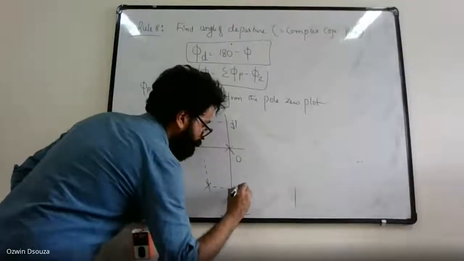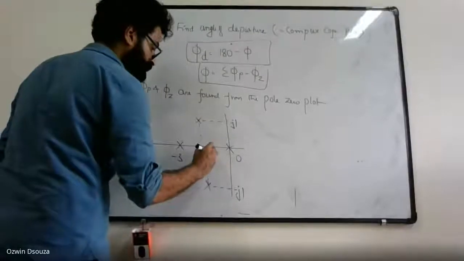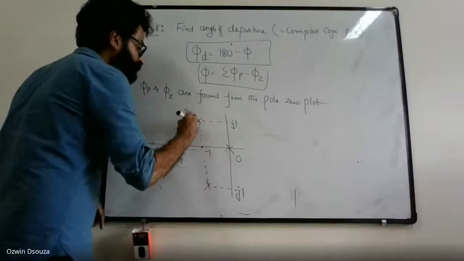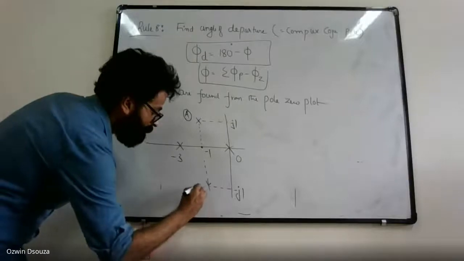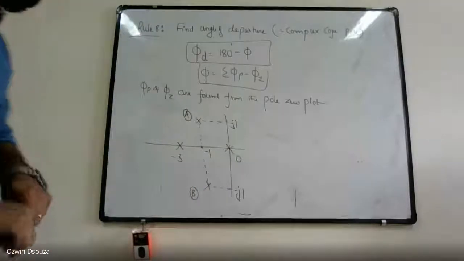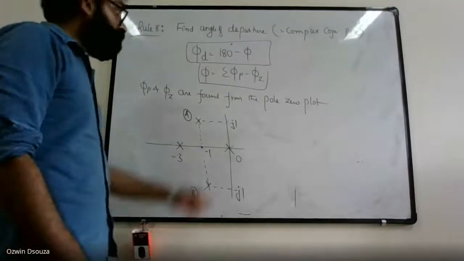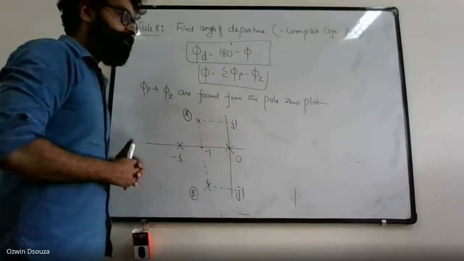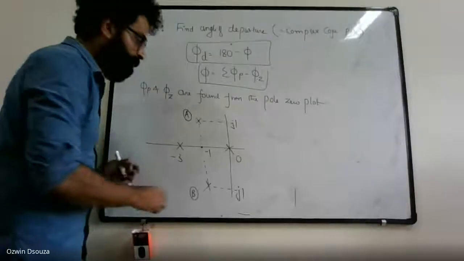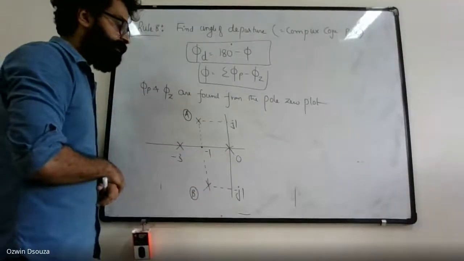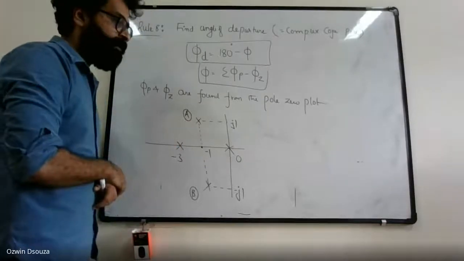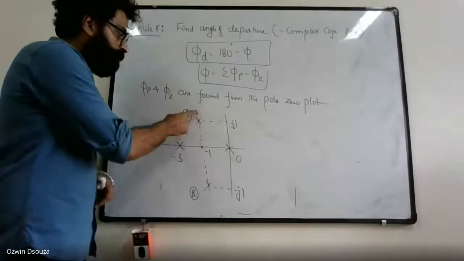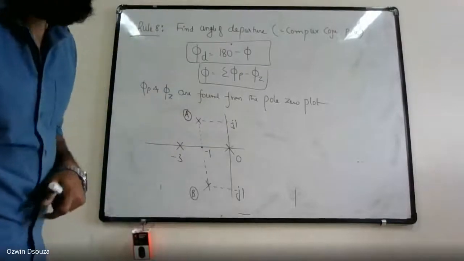J1 minus J1, and this value is -1. So let us say this is complex pole A, and let us say this is complex pole B. Okay, listen carefully. Now, phi p is nothing but the net angles measured from each of the poles connected to the complex pole under consideration. What do you mean by that?